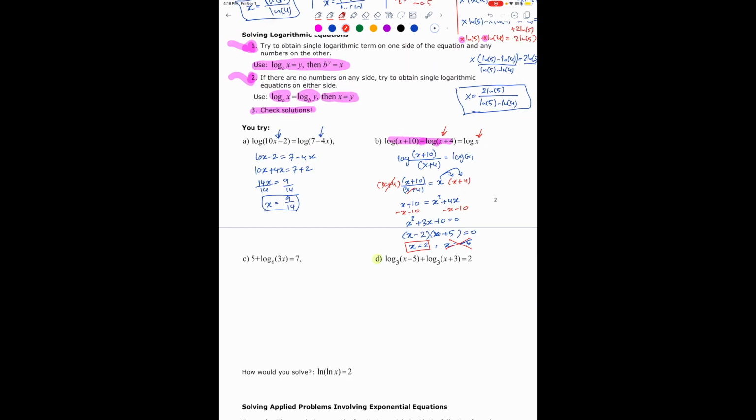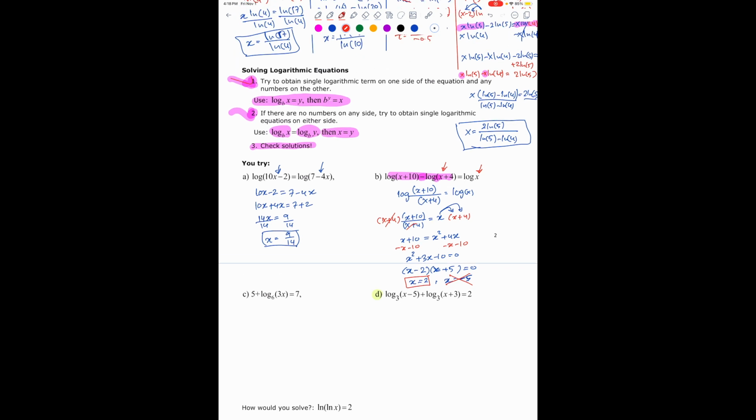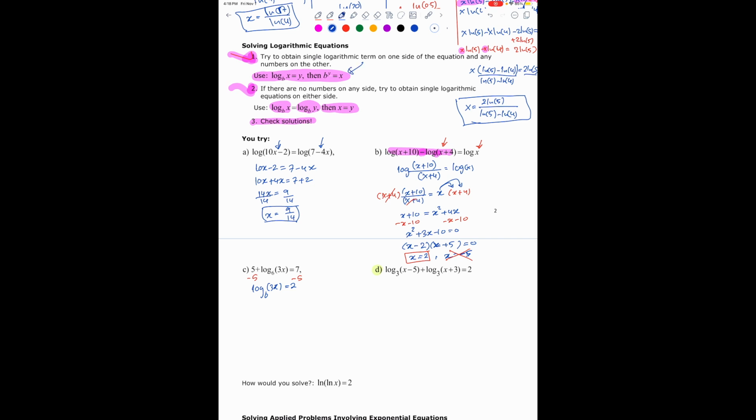Part C, I need to remove the log. So I'm going to use the first method here. So I'm going to try to obtain a single logarithm on one side and kick any number to the other side. So the first step here is to subtract 5 from both sides of the equation. I will have log base 6 of 3x equals 7 minus 5 is 2. And now I'm going to turn that into an exponential form, same step. So I'm going to say I have 6 raised to the second power equals 3x, which means 36 equals 3x, which means if I divide both sides by 3, I will get x is equal to 12. That is the answer.